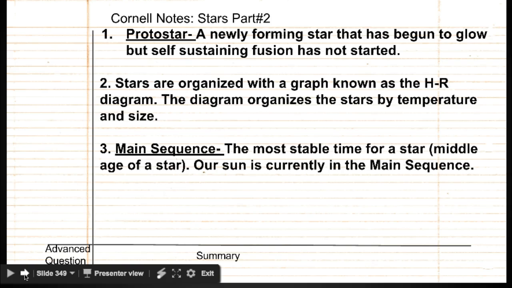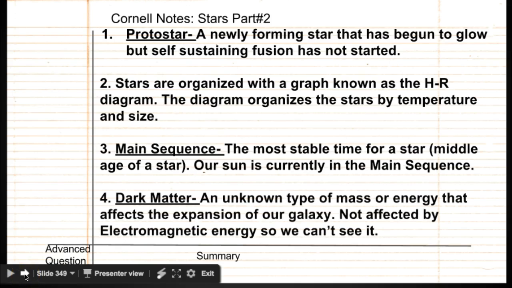Are you ready? Alright, here comes number 4, the last idea for today. Dark matter. Dark matter is an unknown type of mass. It might be just a form of energy, and it affects expansion. It affects our galaxy and affects stars too. We don't know too much about it, but we think it's out there. The most difficult and tricky part about dark matter is that electromagnetic radiation doesn't affect it. So we can't really see it.